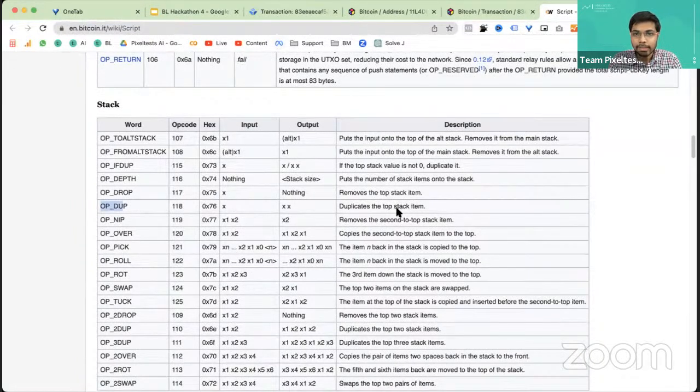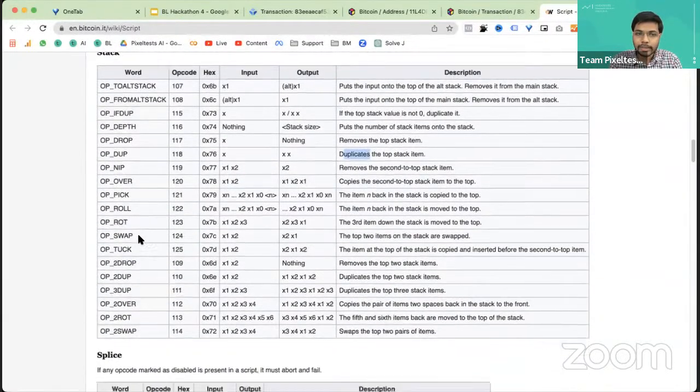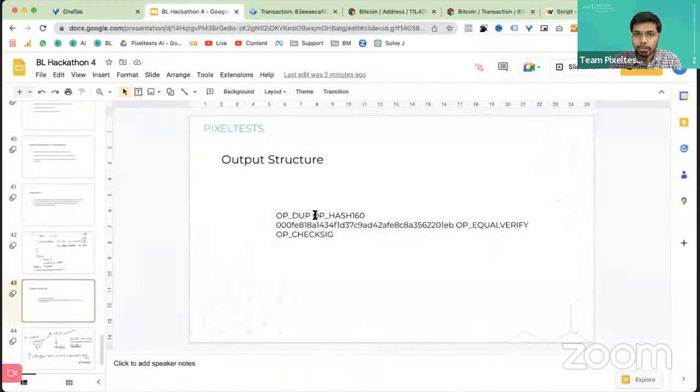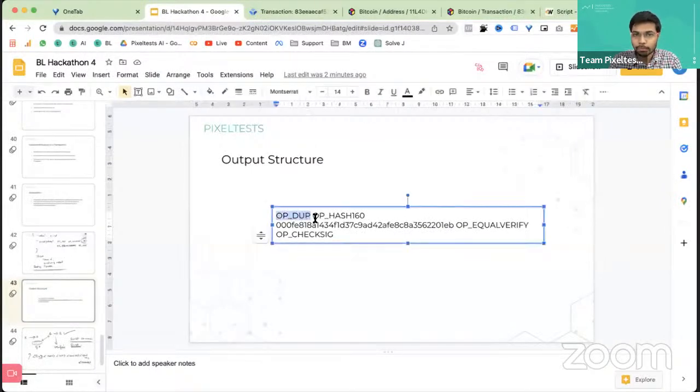With what it does, there is a description of it. It duplicates the item, right? So we'll understand what each of these four particular commands do. So we are going to understand about that.